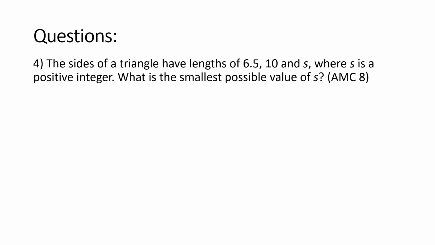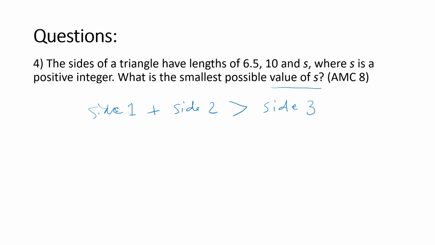Question number 4. The sides of a triangle have lengths of 6.5, 10, and unknown s, where s is a positive integer. What is the smallest possible value of s? For any triangle, remember, any 2 sides, side 1 plus side 2, should be greater than the 3rd side.